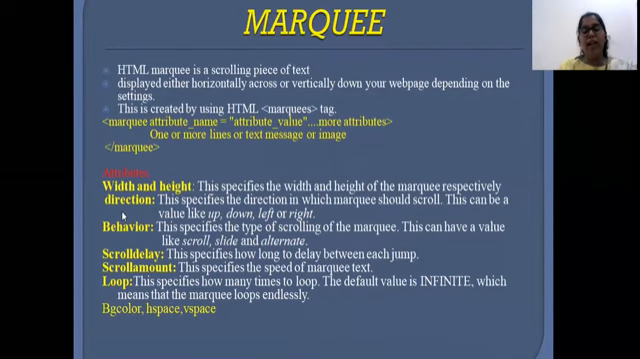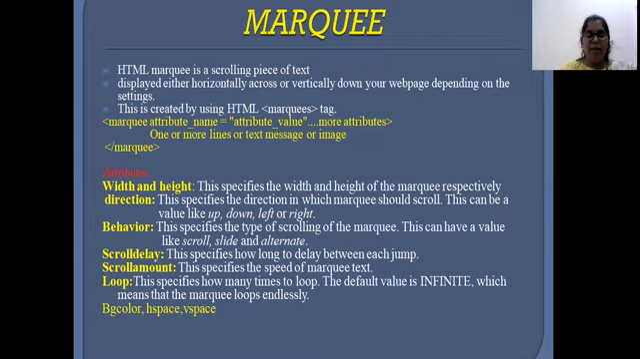And the next one is direction. Either it should be from up or down, or from left or right. So which direction we want that text to be scrolled, we need to mention with the help of the direction attribute. And the next one is behavior. There are three types of behaviors which are already defined. The first one is scroll, the second one is slide, and the third one is alternate. Scroll means the text will be scrolling. Slide means the text will be sliding from one side to the other side. Alternate means alternatively the text will be coming from one side to the other side.